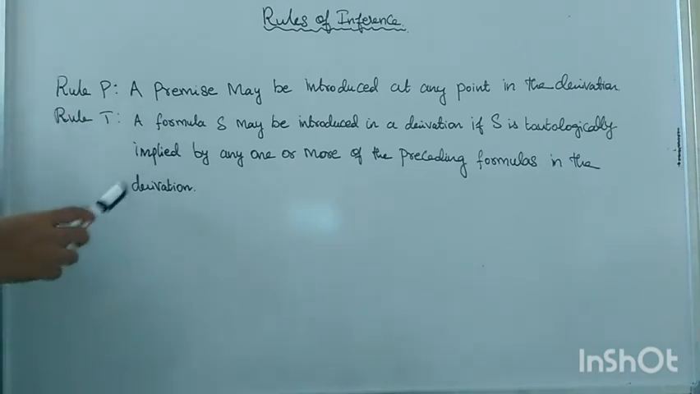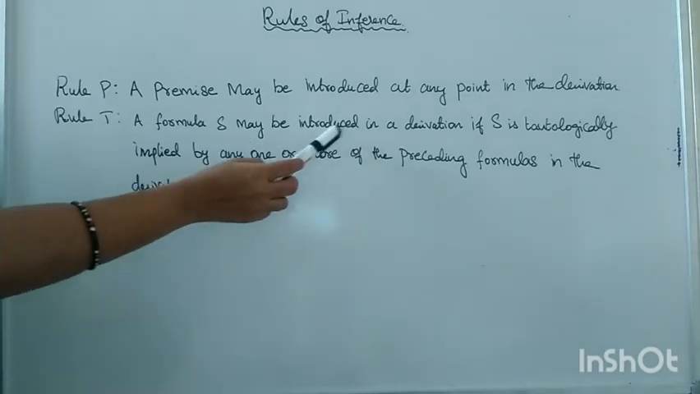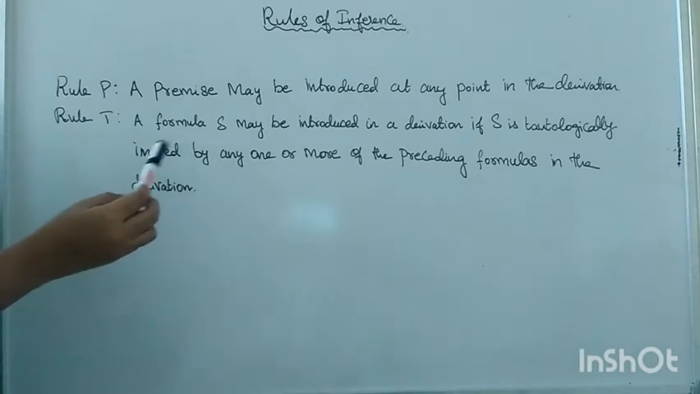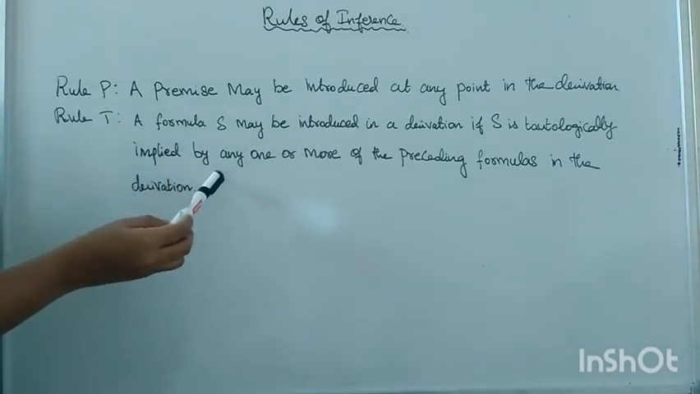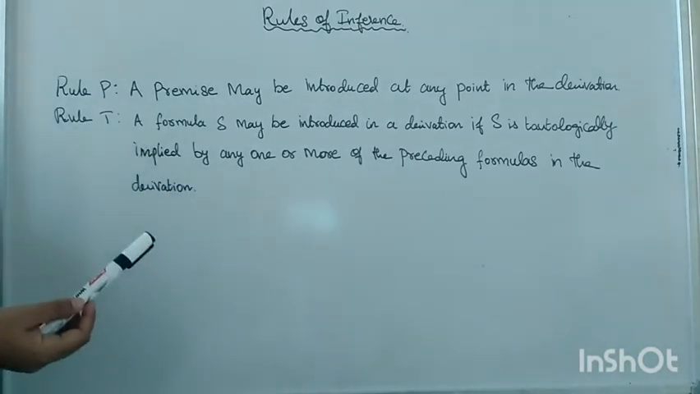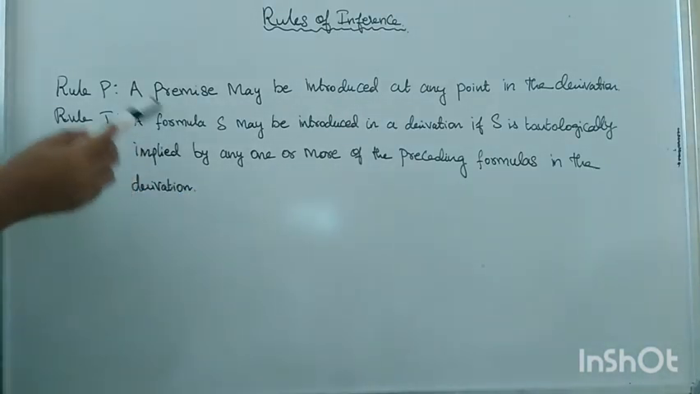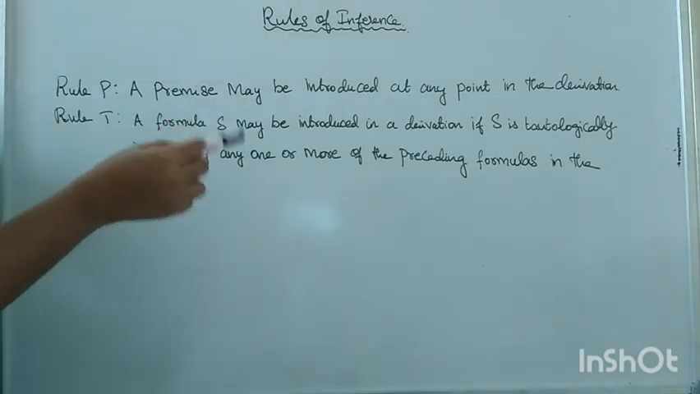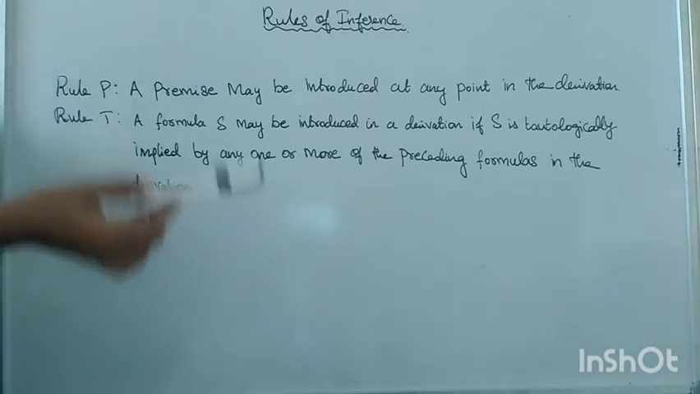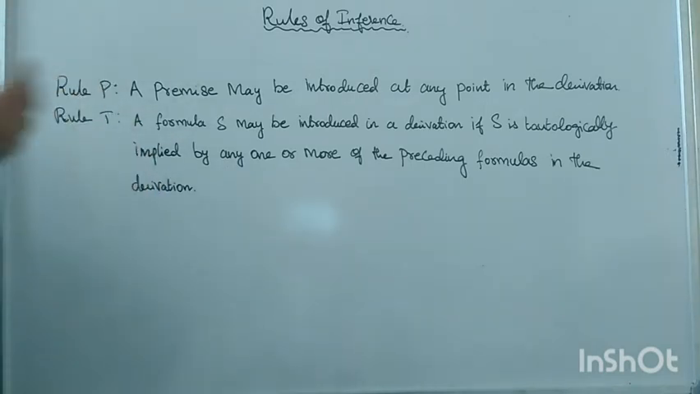And the next rule, rule T: a formula S may be introduced in a derivation if S is tautologically implied by any one or more of the preceding formulas in the derivation. It means we can introduce a formula S in the derivation if S is tautologically implied by any one or more of the preceding formulas in the derivation.